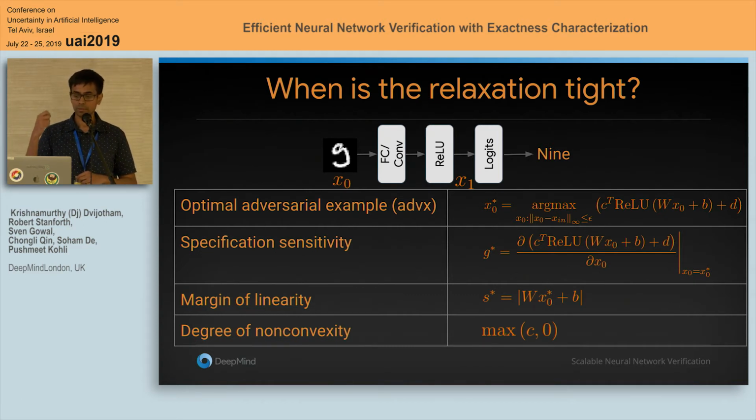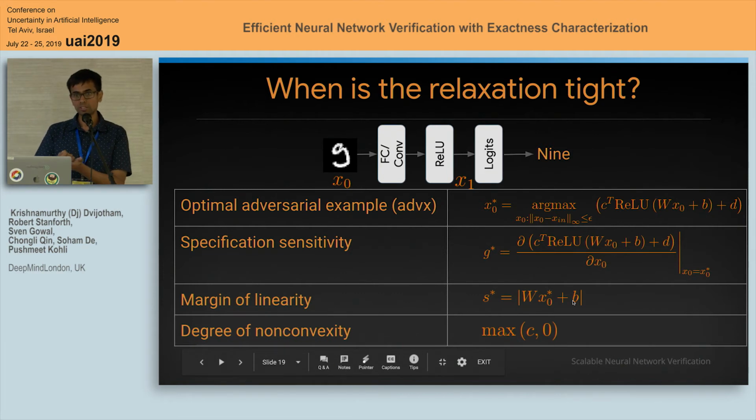So we're going to look at the optimal adversarial example, the sensitivity of the linear specification at the optimal adversarial example, which is to say that if you compute the optimal adversarial example and you change it a little bit, how much is the objective of the specification going to change? We're going to look at the margin of linearity, which is essentially a measure of how far you have to move from the optimal adversarial example before you hit a nonlinearity of the ReLU function.